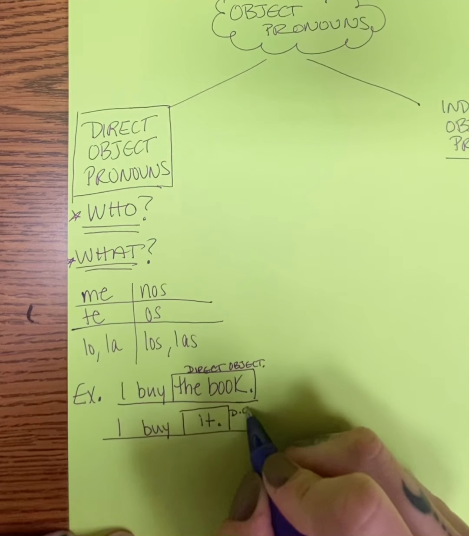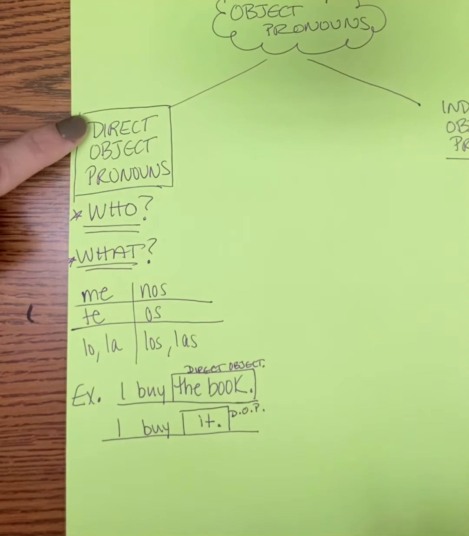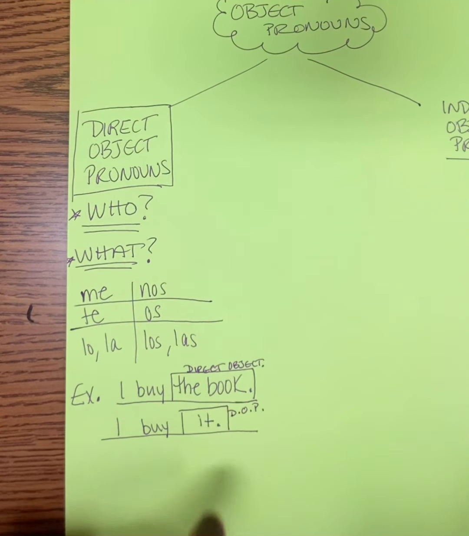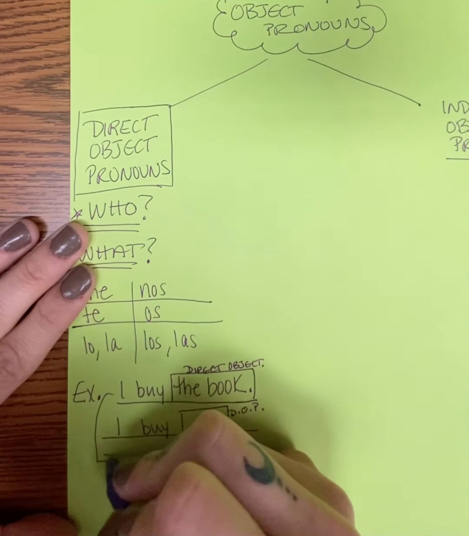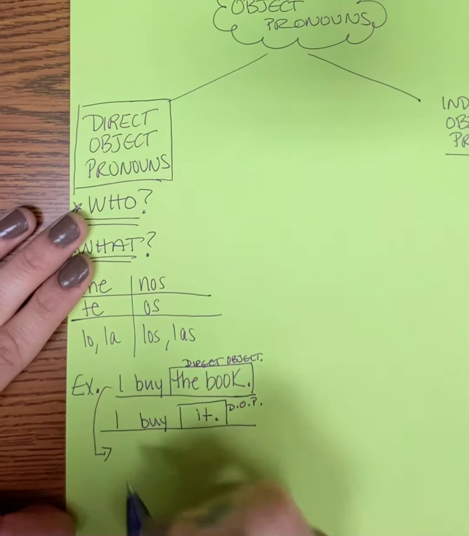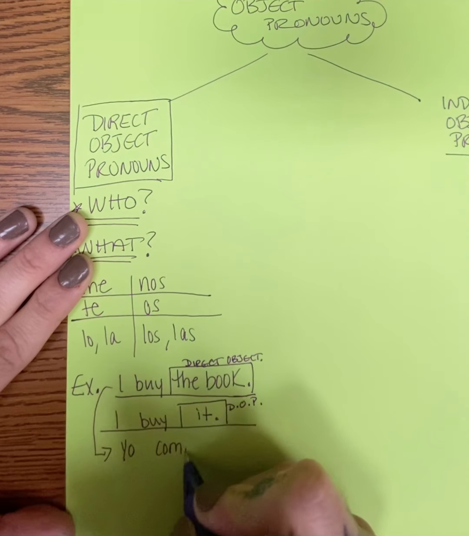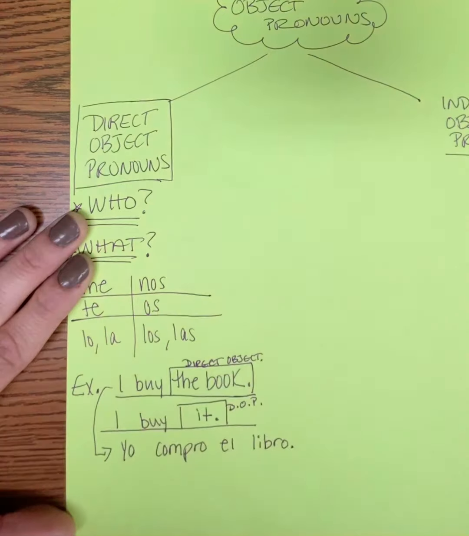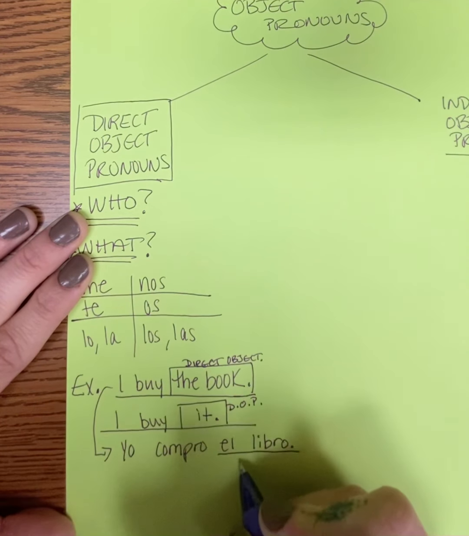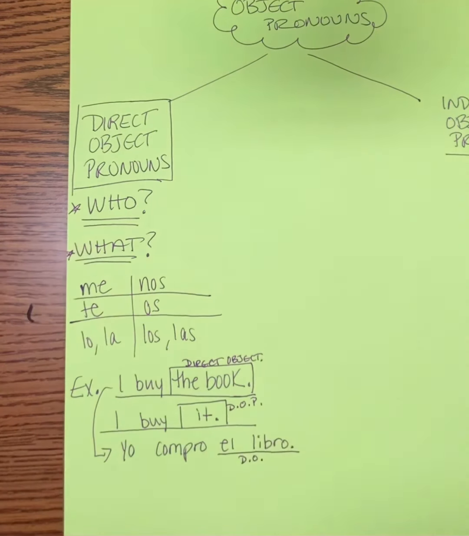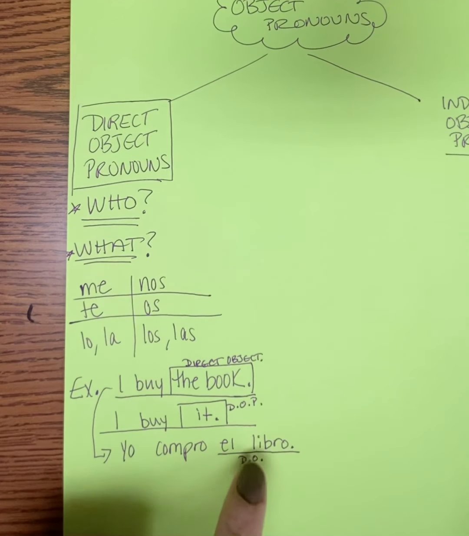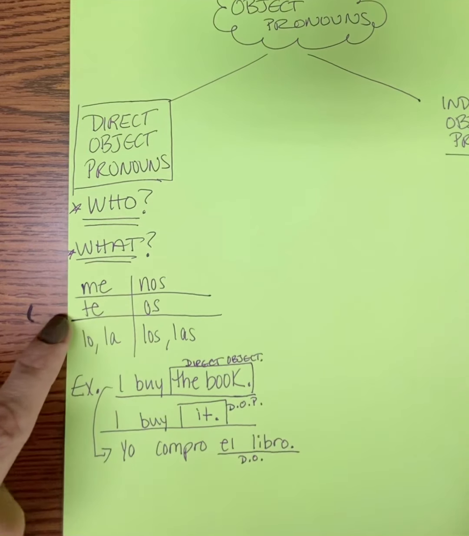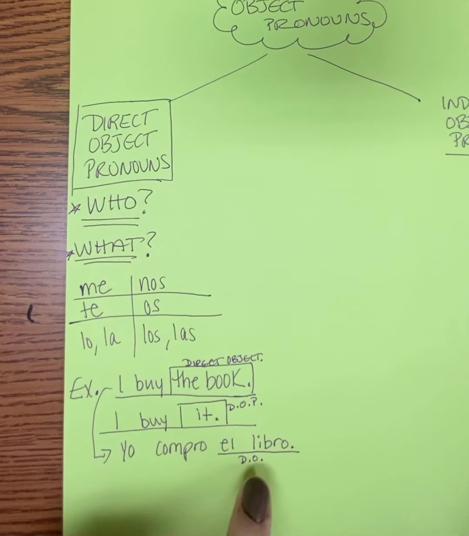I'm going to label that a DOP. Okay? That's what this is, DOP. It. So let's go ahead and put this one right here into Spanish. I buy the book. Super easy, level 1. Yo compro el libro. Okay, again, what do I buy? The book. That's our direct object. But in Spanish, if I want to replace that word book with an it, I have to figure out which pronoun I'm going to use that will replace the word el libro.